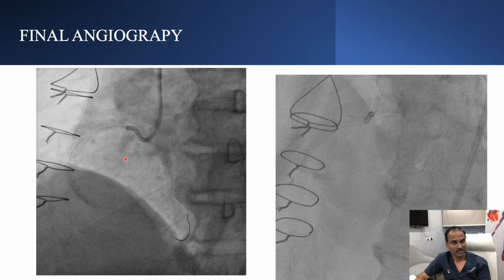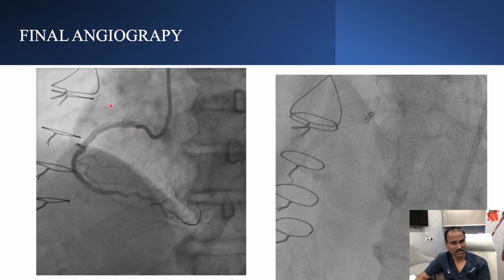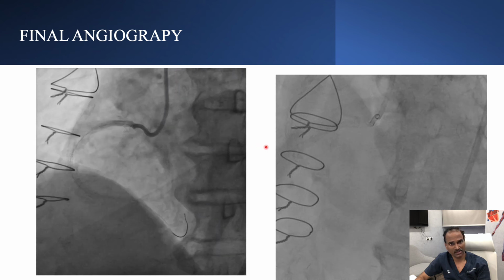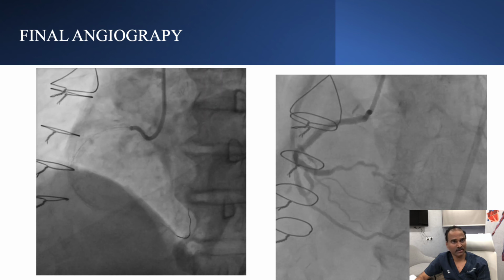And subsequently we stented this RCA. You can see here, after stenting, that the aneurysm is completely excluded. So aneurysm filling is not there.